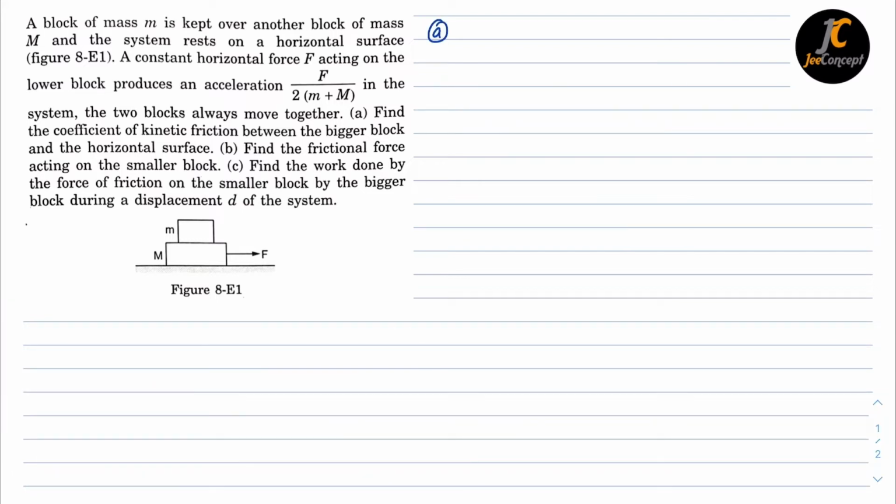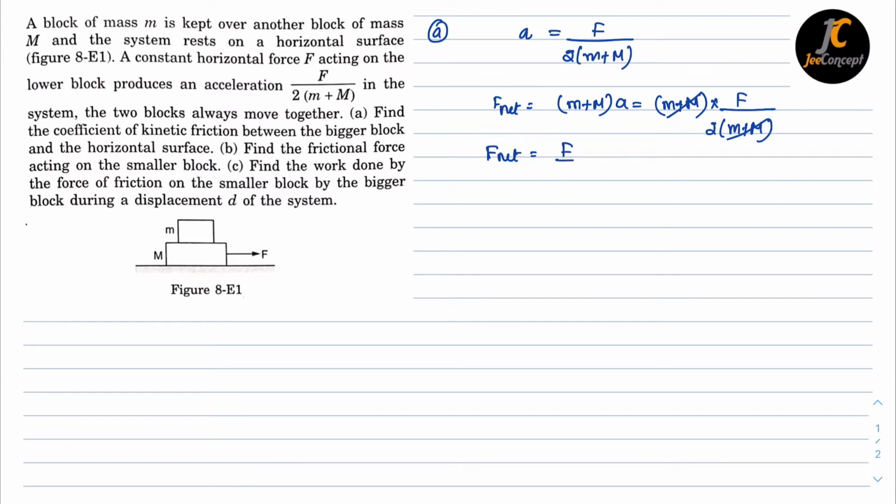So in part A, we have to find the coefficient of kinetic friction between the bigger block and the horizontal surface. Now it is given that the entire system is accelerating with an acceleration a, which is equal to F upon 2 times (M plus m). So that means the net force on this system is total mass into acceleration, that is (M plus m) into F upon 2 times (M plus m). So F net is nothing but F by 2.